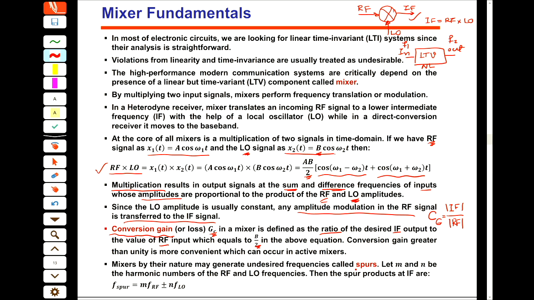And then we define spurs. So spurs are those that we don't like in the output. So if a mixer has an input of frequency omega 1 and the LO of omega 2, then in the output, in addition to these two, we will see all these frequencies as well. And then we call them the unwanted signals or unwanted components, and we call them spurs. So we need to get rid of these.